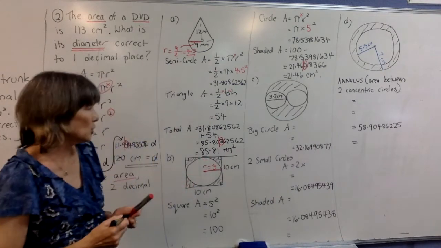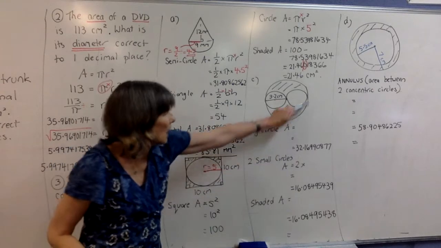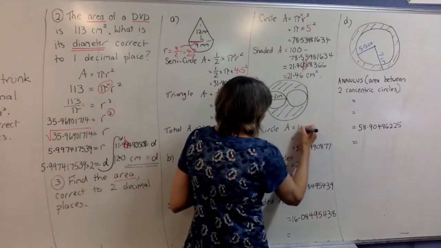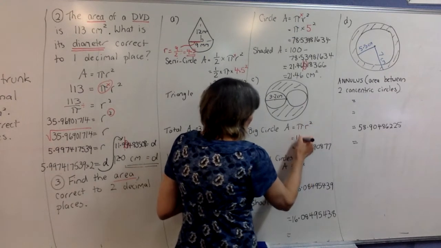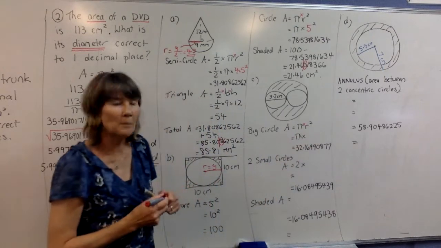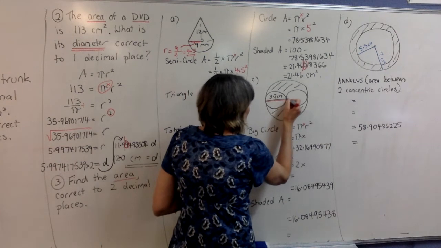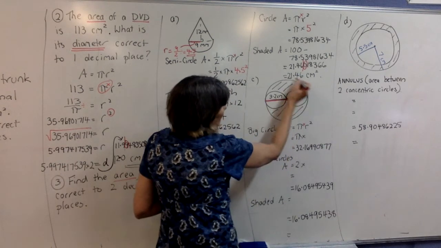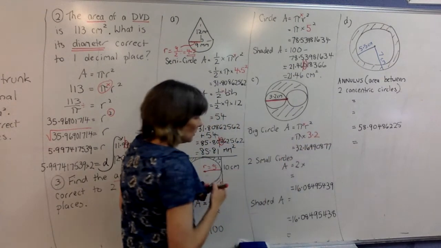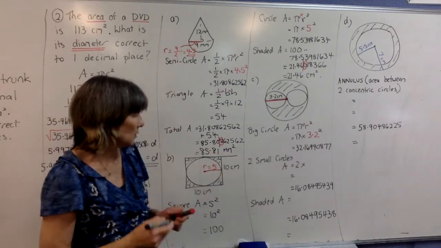Okay, next question. We're finding this shaded area here. Okay, so we're going to start with finding the area of the big circle. Alright, so the area of a circle is pi r squared. So we're doing pi times. Now, what's the radius of the big circle? Well, I hope you can see that going from there to there is the radius of the big circle. So it's 3.2 squared. Now, if you put that in your calculator, that's the answer you'll get.